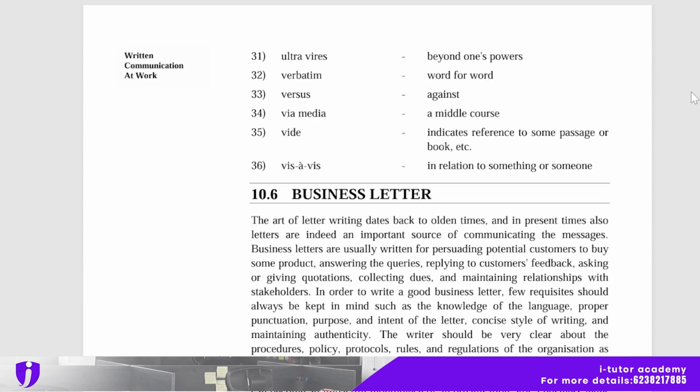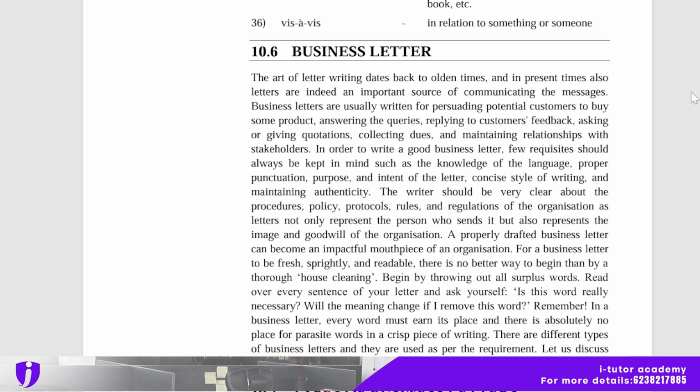Next is business letter. What is a business letter? The art of letter writing dates back to ancient times, and in present times letters are indeed an important source of communicating messages. Business letters are usually written for persuading potential customers to buy some product, answering queries, replying to customers' feedback, asking or giving quotations, collecting dues, and maintaining relationships with the stakeholders.